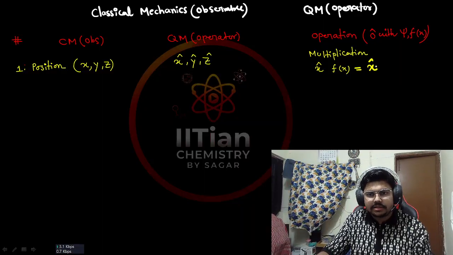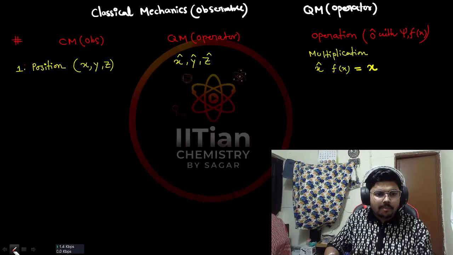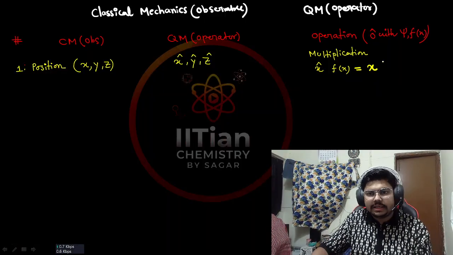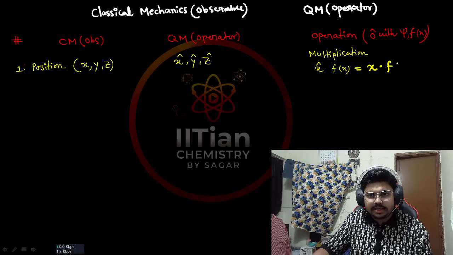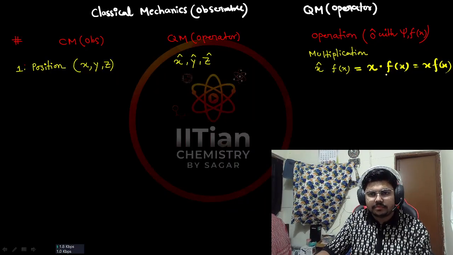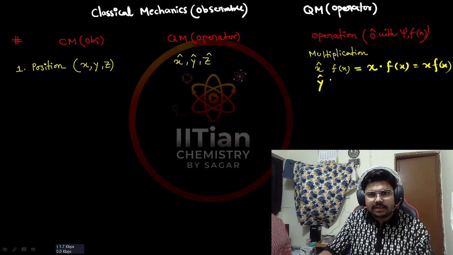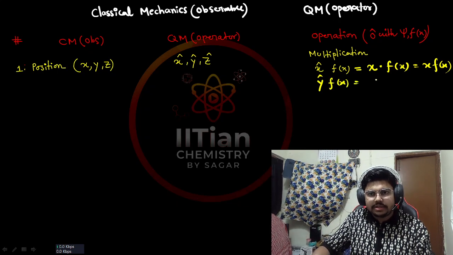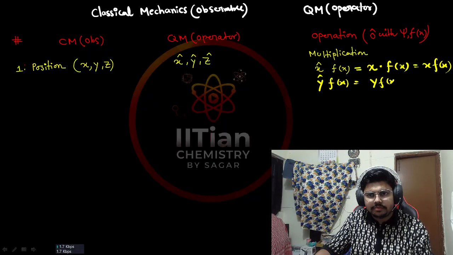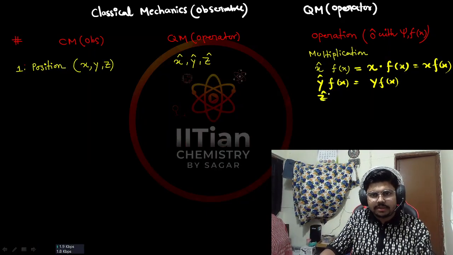So we can write the operator x will be simply x, and a multiplication will be with f of x. So basically x f of x will be the result. Similarly, if the y operator is operating on a function of x, we just write y f of x, it will be the product. This is basically the multiplication. Similarly, if z operates on f of x, then the result will be z f of x.